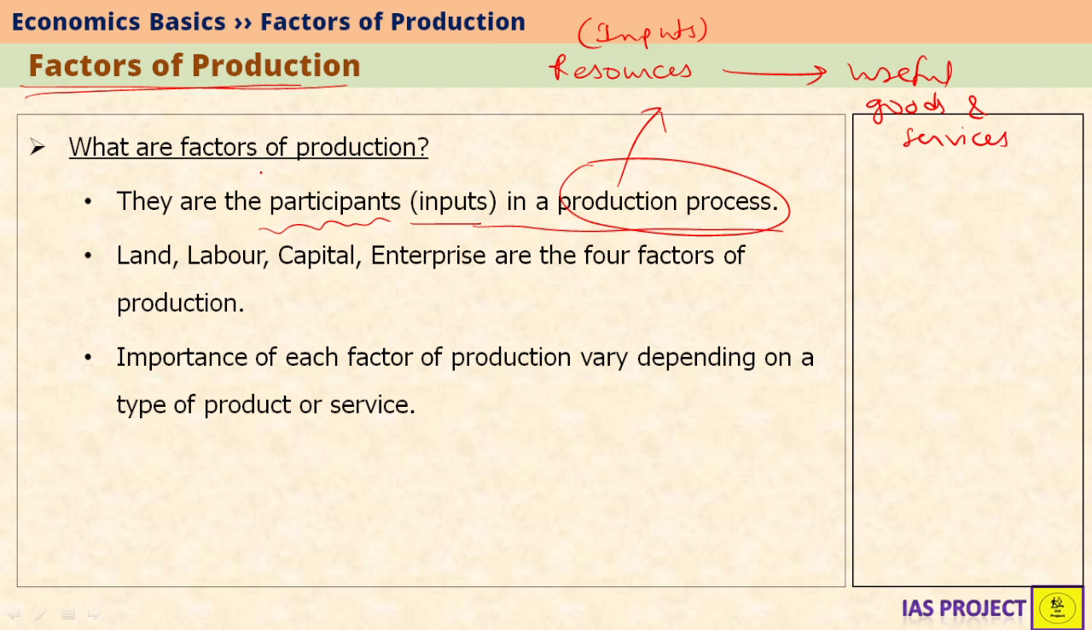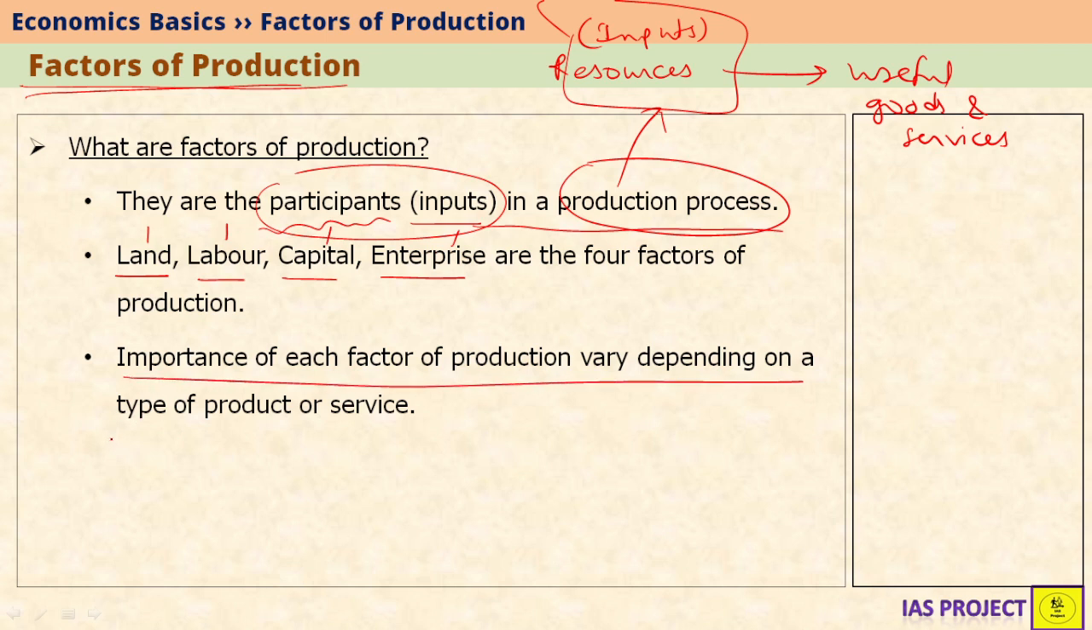So what are the factors of production? The factors of production are those inputs which go into the production process. So factors of production are land, labor, capital, and enterprise. Although there may be many kinds of resources and inputs that go into the production process itself, we can categorize those 100 or 1000 inputs into these four categories. The first one is land, second is labor, third is capital, and the fourth is enterprise. The importance of each factor of production may vary depending on the type of product or service that is being produced.